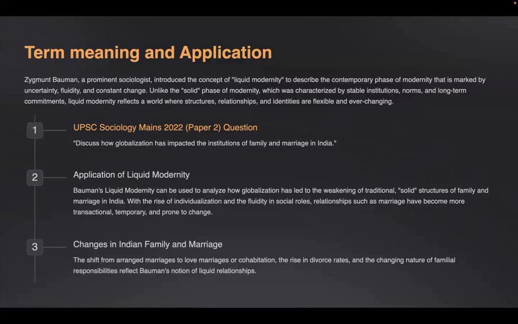With the rise of individualization and the fluidity in social roles, relationships such as marriage have become more transactional, more temporary, and prone to change. And this shift can be seen in the rise in love marriages, divorce, and cohabitation.